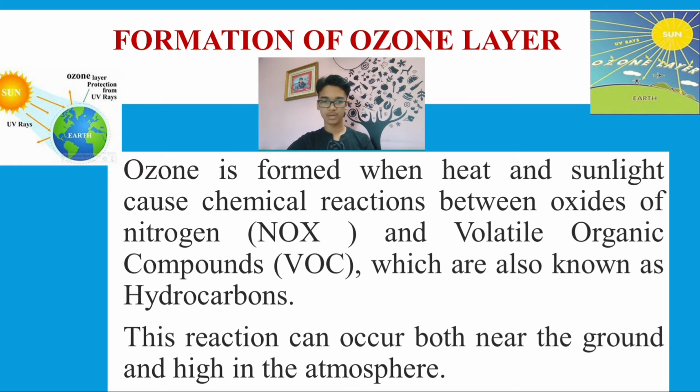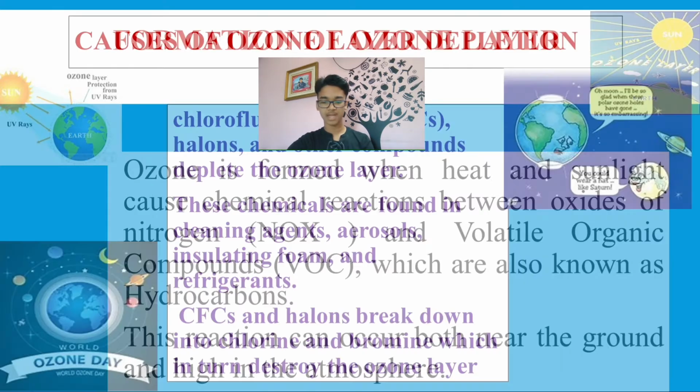Formation of the ozone layer. Ozone is formed when heat and sunlight cause chemical reactions between oxides of nitrogen, NOx, and volatile organic compounds, which are known as hydrocarbons. This reaction can occur both near the ground and high in the atmosphere.